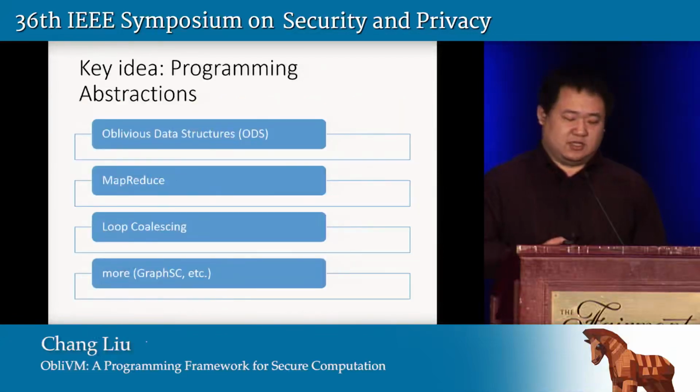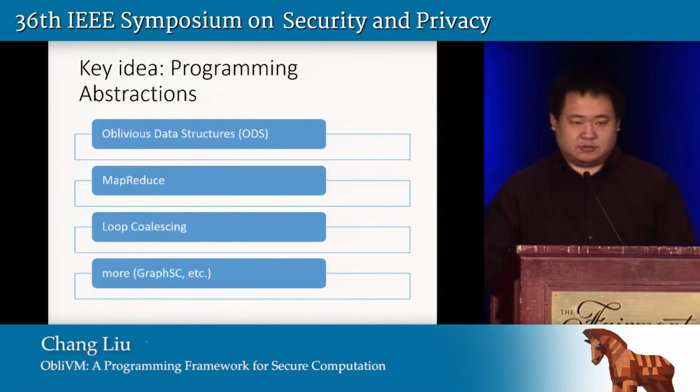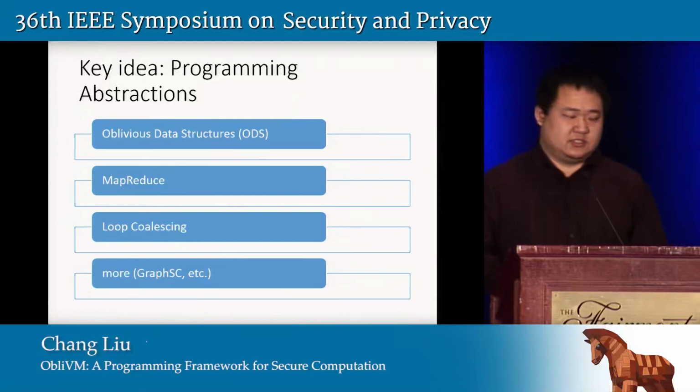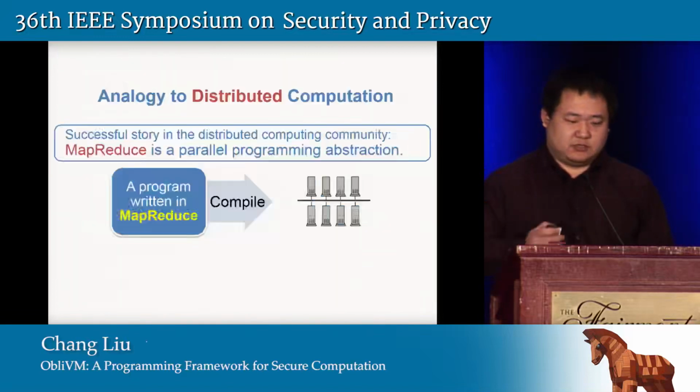The key idea is that within ObliVM, we provide several programming abstractions. For example, I list many here: oblivious data structures, MapReduce, and loop coalescing. I will introduce one of them later, but for more details, I refer you to the paper. I also would like to mention that the GraphSC paper that was just presented by Kartik is also a program abstraction dedicated to parallel computing. So we provide program abstractions, and I will give you an intuition about what it is.